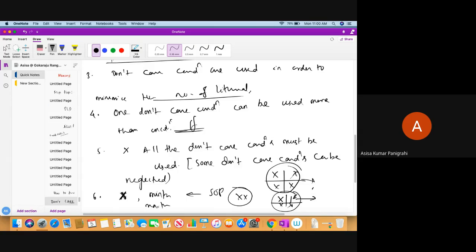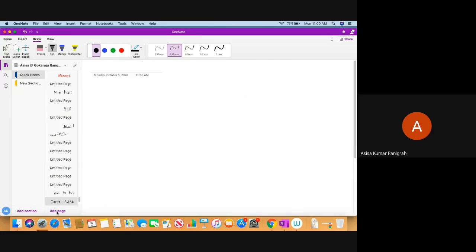With the help of 6 rules, we'll solve a few problems. Okay, so very important. One of the questions you can expect as a 5 mark question in the exam, students. So we'll solve some of the questions on don't care. Still there are 10 minutes. We'll complete this don't care part. Okay, in the next part we'll start the next combinational logic circuits.